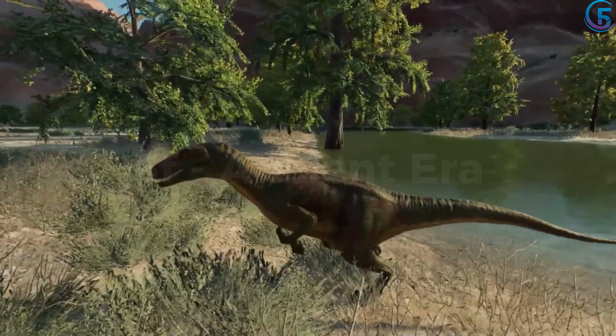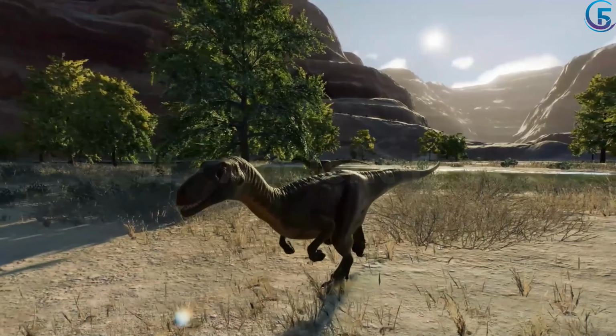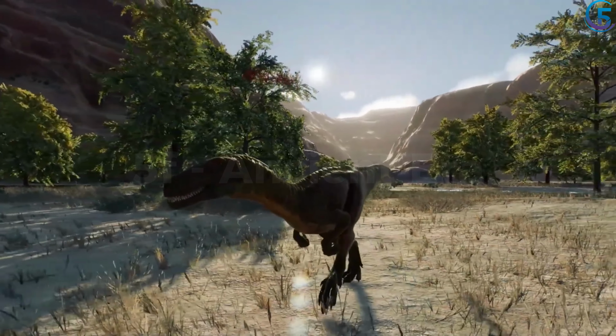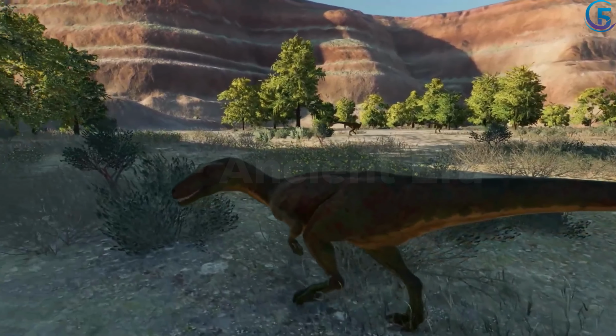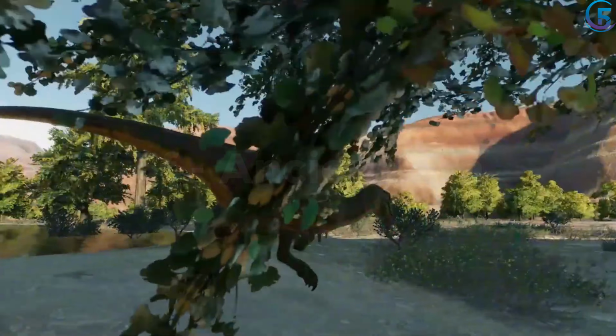Pack hunting and social behavior also played a crucial role for certain species, particularly theropods. Evidence from fossilized trackways suggests that some dinosaurs, like Coelophysis, may have moved and hunted in groups, improving their chances of capturing prey and defending themselves against larger predators.